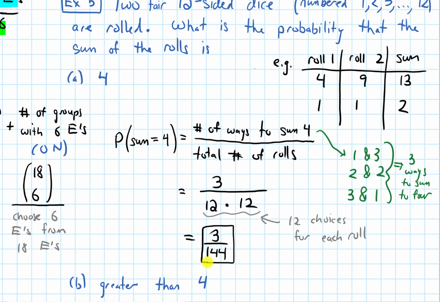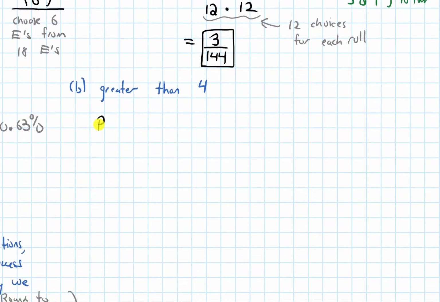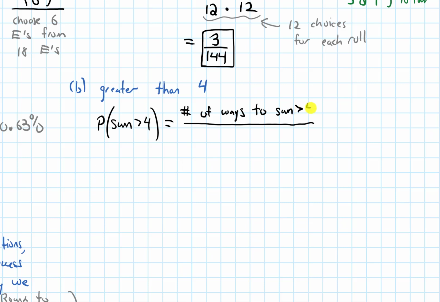All right. So let's up the difficulty a little bit. Let's do part B, which now asks, what's the probability that the sum of the rolls is greater than 4? So we want the probability that the sum is greater than 4. So if I set up my fraction for probability, on the top now, I'm going to have the number of ways to have the sum be greater than 4. And on the bottom, I'm still going to have the total number of outcomes, which is the total number of rolls, because the rolls are the outcomes in this problem.